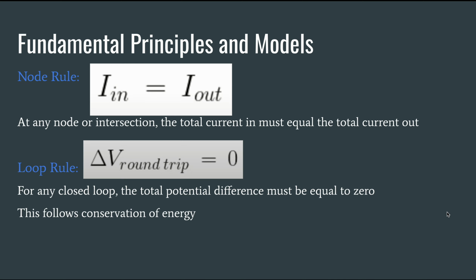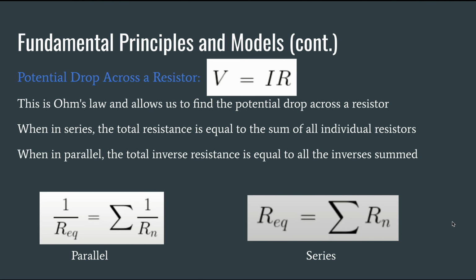So some fundamental principles and models, we have the node rule, basically at a node or an intersection, the total current in equals the total current out, and then the loop rule, which states that the total potential drop for a closed loop circuit has to be equal to 0. The potential drop across a resistor is Ohm's law. That's the drop is going to be equal to the current times the resistance.